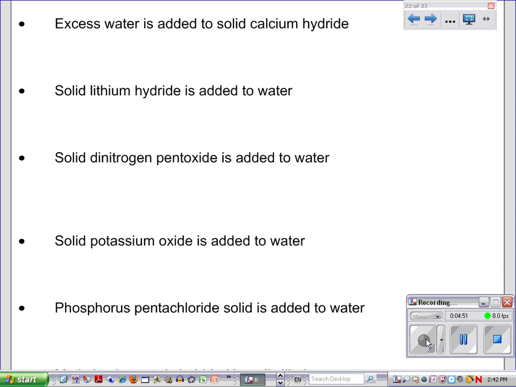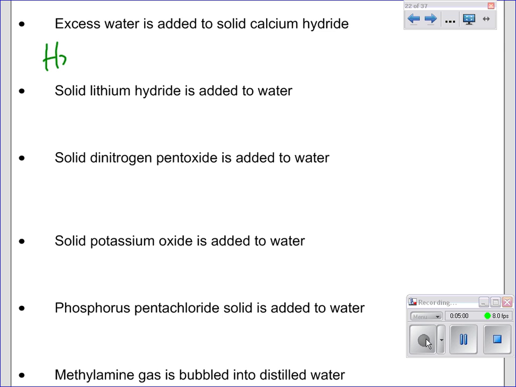Okay, let's do some practicing with these. These will be pretty easy for y'all. Okay, excess water, H2O, is added to solid calcium hydride, CaH2.